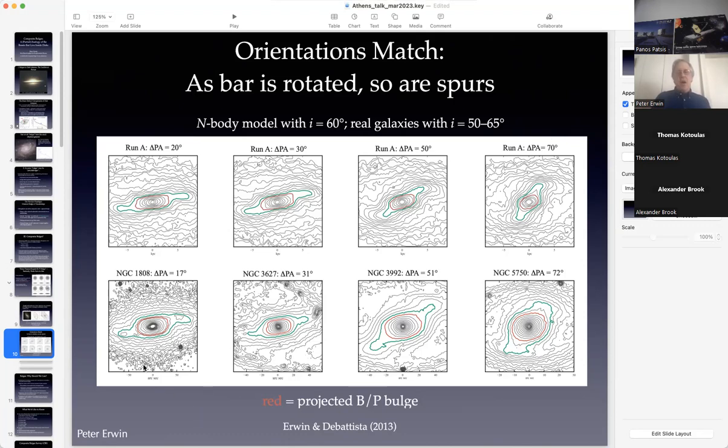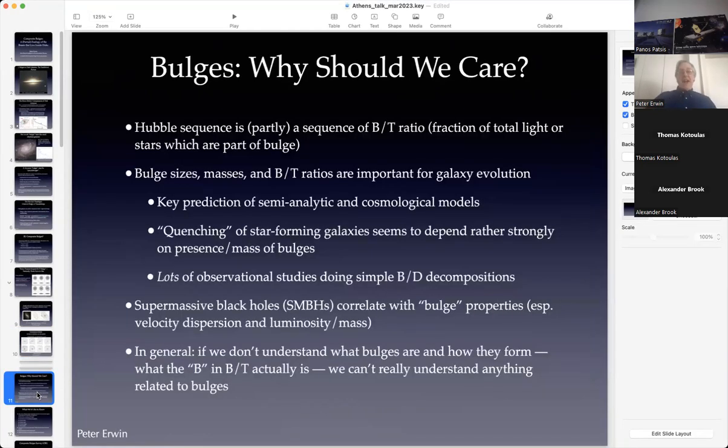And then the bottom are four real galaxies with similar inclinations and similar bar positions. So you can see that there is this characteristic change in how these outer green thin regions, the spurs, are relative to the inner boxier red regions, which is the projection of the boxy peanut bulge. The important thing is this allows us to identify when there's a boxy peanut bulge present in a galaxy just from the morphology. Okay, back to bulges in general.